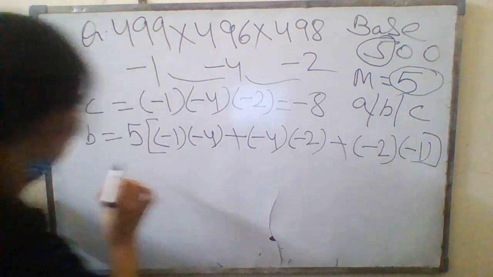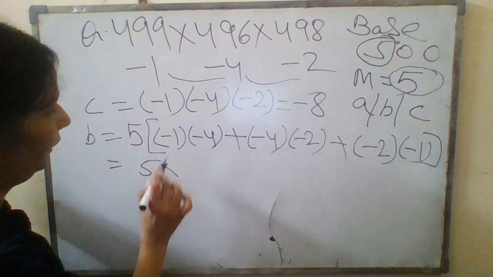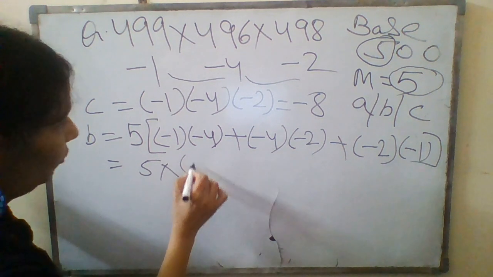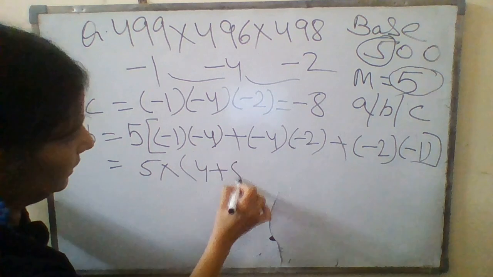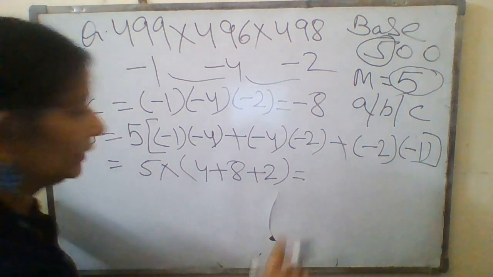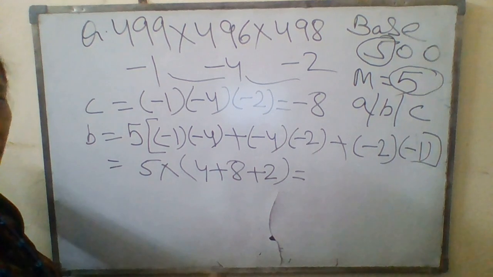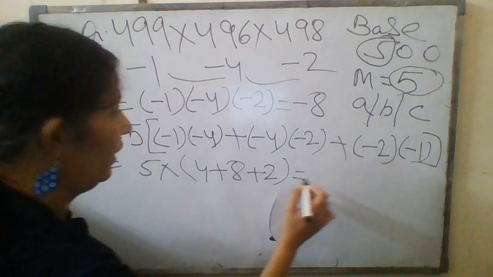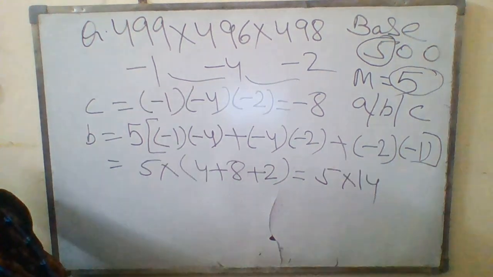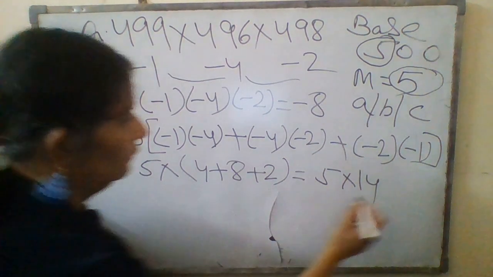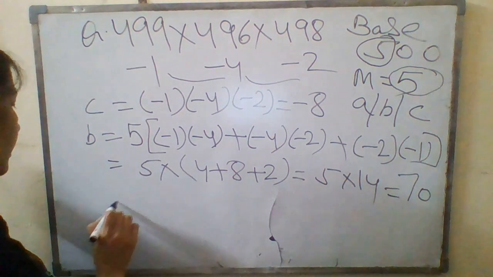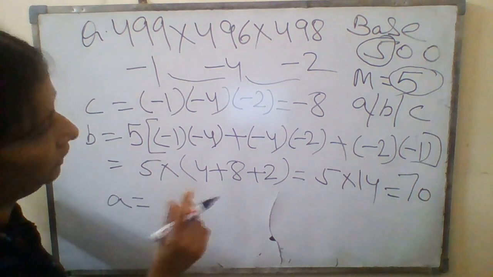Okay, bracket close. Now see, 5 multiplied by, in the bracket I am writing, 4 plus 8 plus 2. So what will you get here? 5 into 14, which is equal to 70.